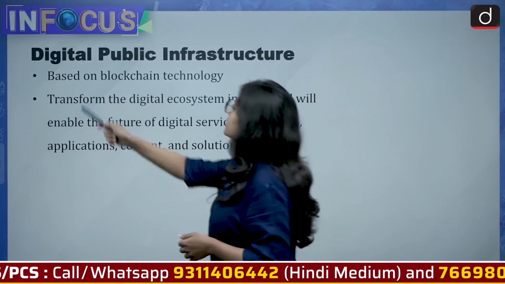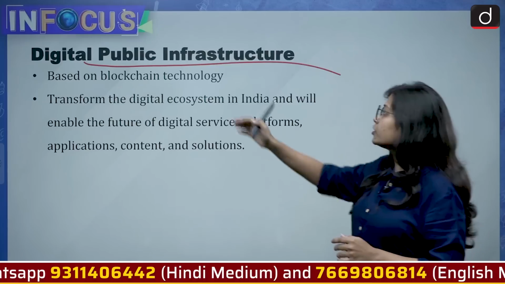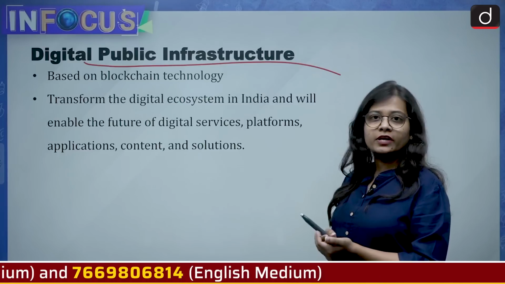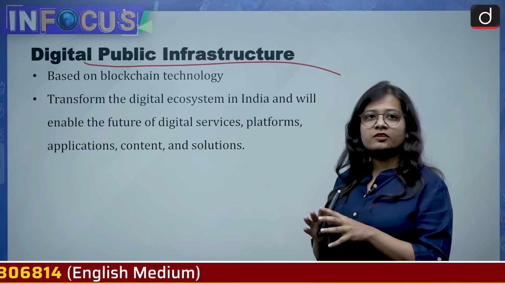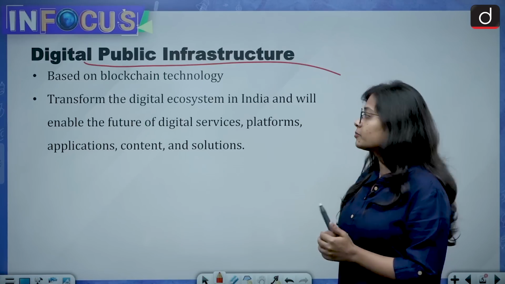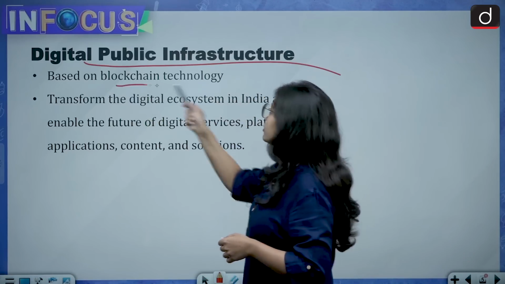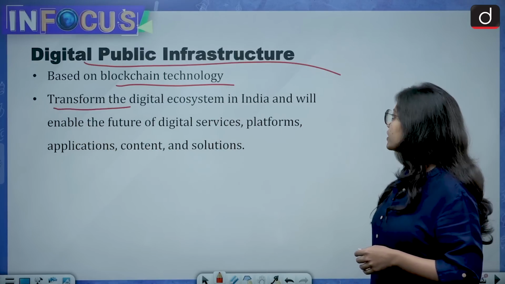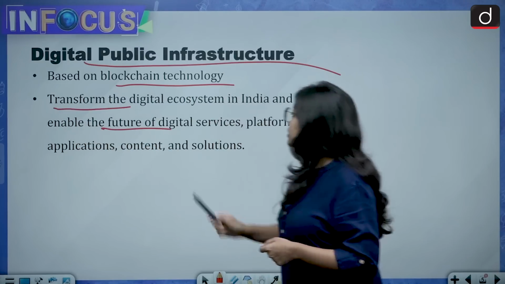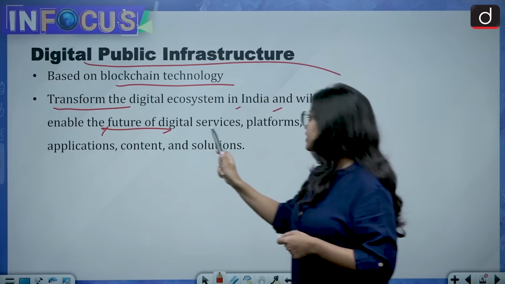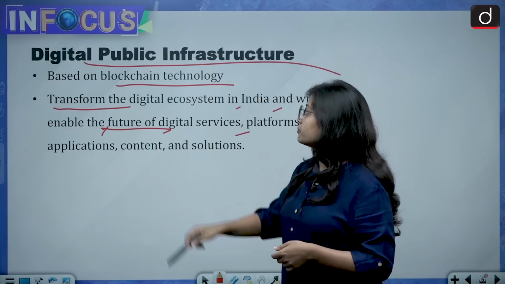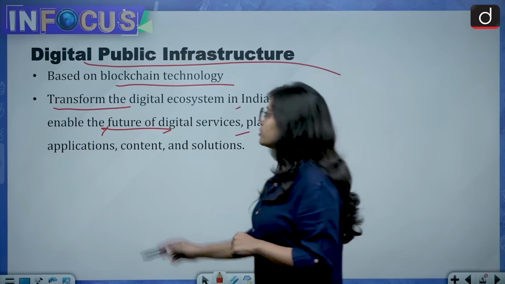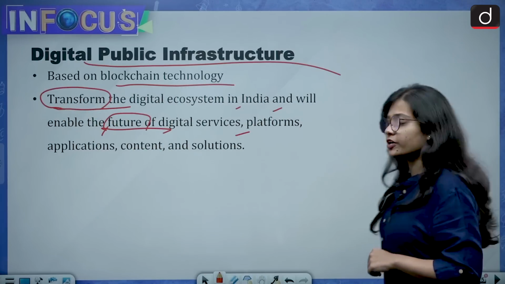So now let's look at what is digital public infrastructure. As you read the name, you will be able to understand from the words itself. Digital, public, where everyone else is present, and infrastructure is a means which is required to help in the operation of something. So the digital public infrastructure is based on blockchain technology, and it is required to transform the digital ecosystem in India and will enable the future of digital services, platforms, applications, content and solutions. So it is based on blockchain technology and it can transform the future of digital services. So the important words become transform and future.